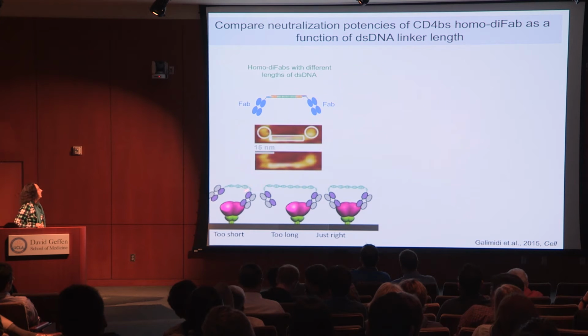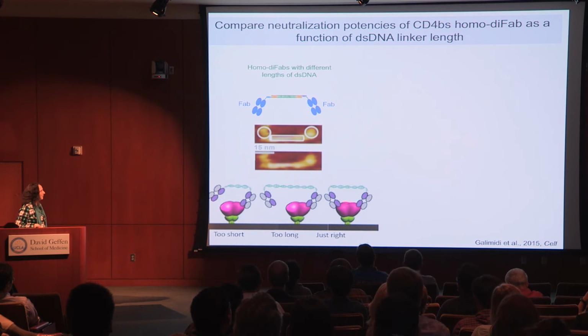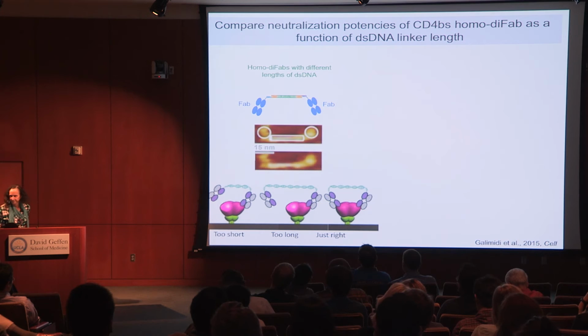So the idea was, you should be able to see increased avidity through an increased neutralization potency. So if the linker is just right, then 2 Fabs should bind bivalently to single spikes to get intra-spike cross-linking, so that would show up as an increased potency. If the linker is too short, it should bind monovalently, and if it's too long, it should bind monovalently.